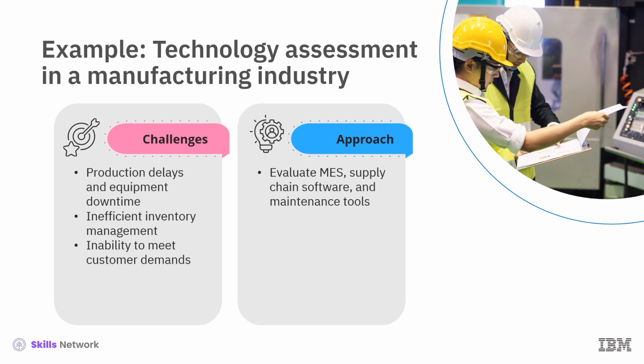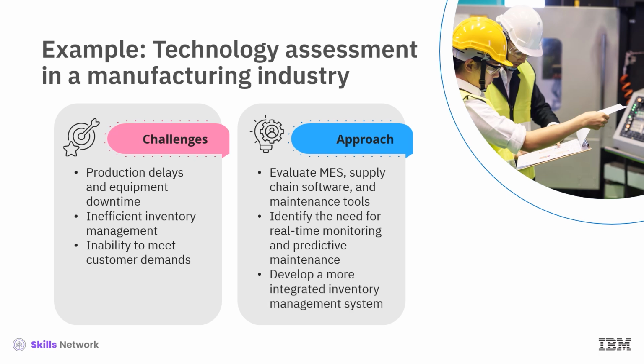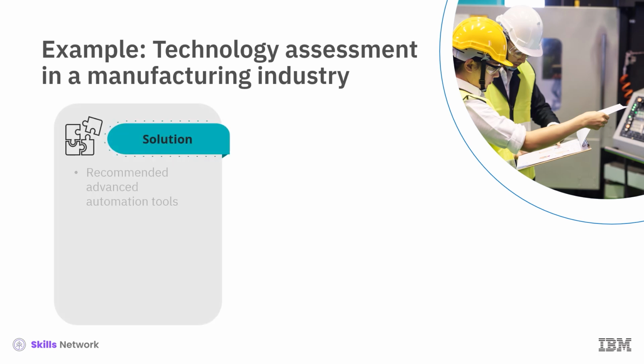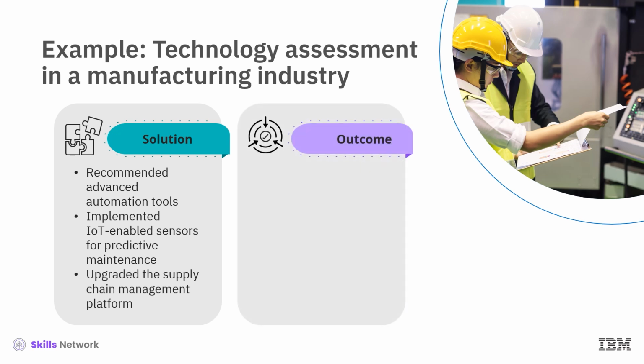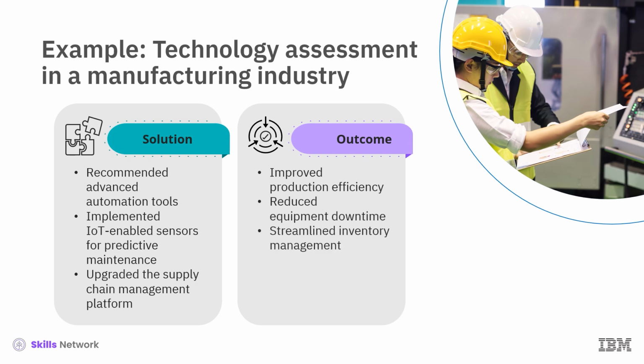Business analysts assessed the current manufacturing execution systems, MES, supply chain software, and equipment maintenance tools. They identified the need for real-time production monitoring, predictive maintenance, and a more integrated inventory management system. After conducting market research, the analysts recommended advanced automation tools, IoT-enabled sensors for predictive maintenance, and an upgraded supply chain management platform. Following implementation, the company experienced improved production efficiency, reduced equipment downtime, and streamlined inventory management, leading to better customer satisfaction and enhanced operational performance across the board.